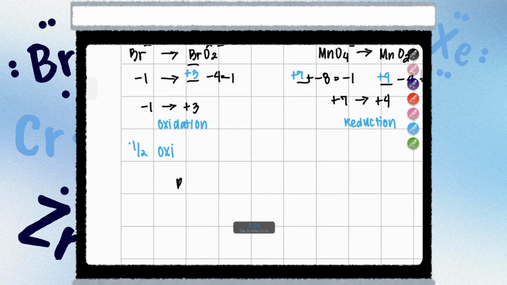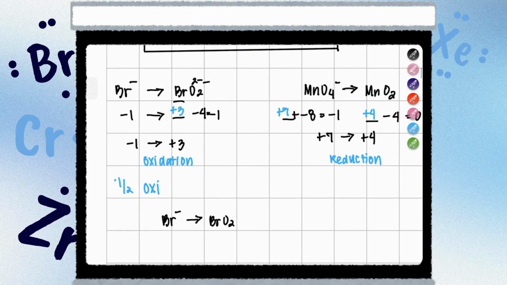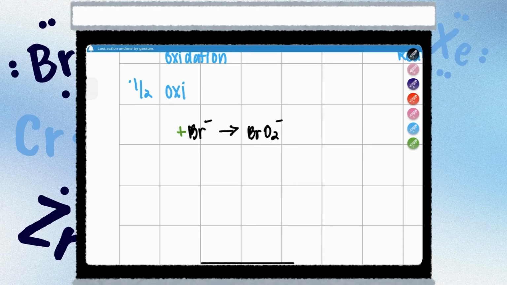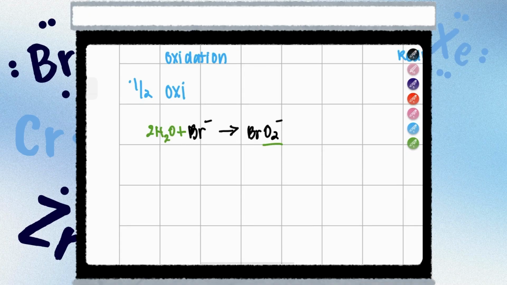So Br minus and BrO2 minus. We have to balance out oxygen. So to balance oxygen, we have to add H2O to either side. So we can see this side has oxygen. So in this side, dito tayo maglalagay ng dalawang H2O since dalawa yung oxygen sa other side. So now that we have two H2O molecules, we have equal amounts of oxygen.